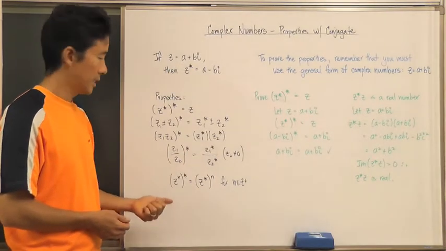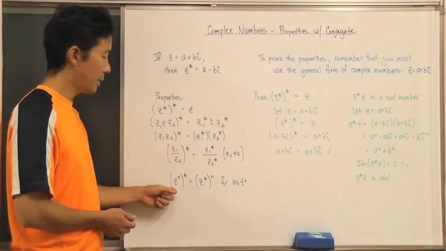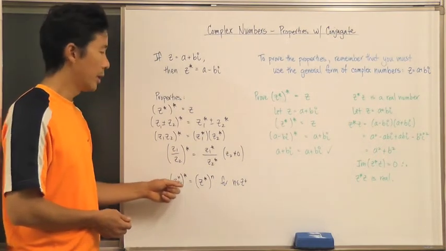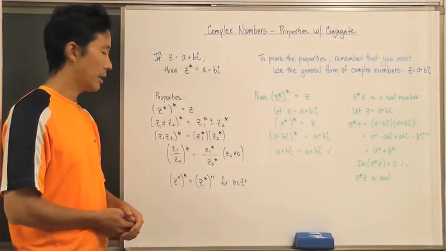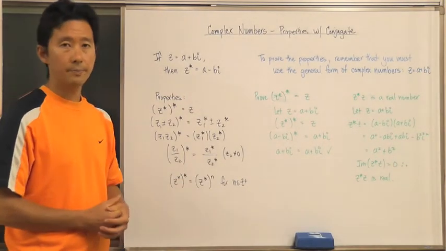This one here says that the conjugate of the quotient is exactly the same thing as the quotient of the conjugates. And this one says that if we take the conjugate of z to the n power, that's the same thing as taking the conjugate and raising it to the n power, for n an element of the positive integers.